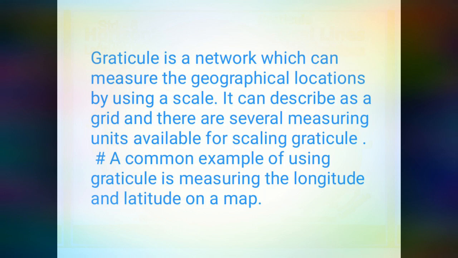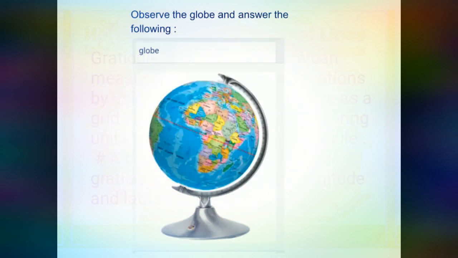Graticule is a network which can measure the geographical locations by using a scale. It can be described as a grid, and there are several measuring units available for scaling graticule. A common example of using graticule is measuring the longitude and latitude on a map.